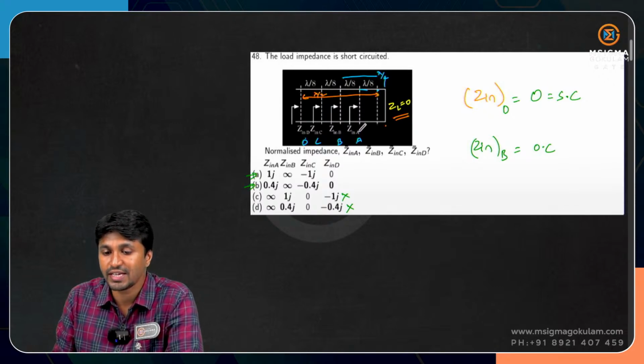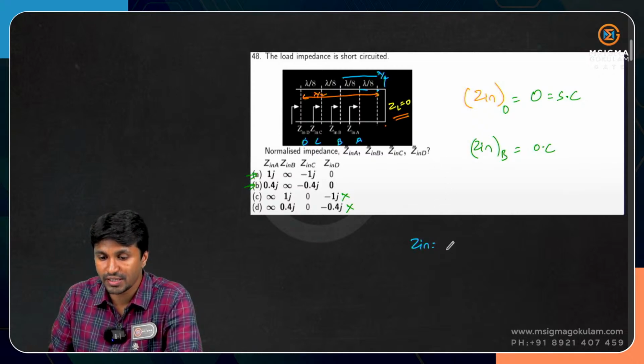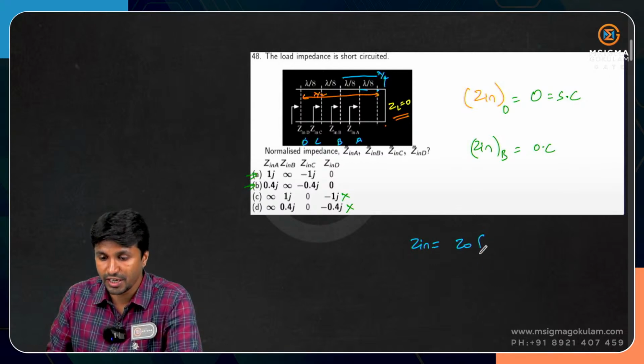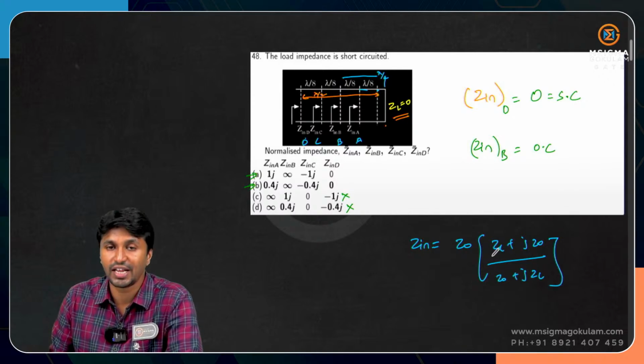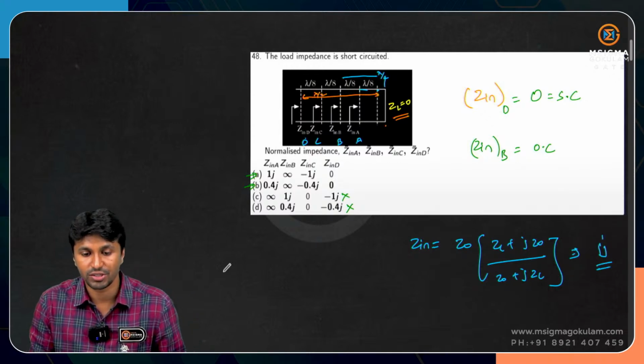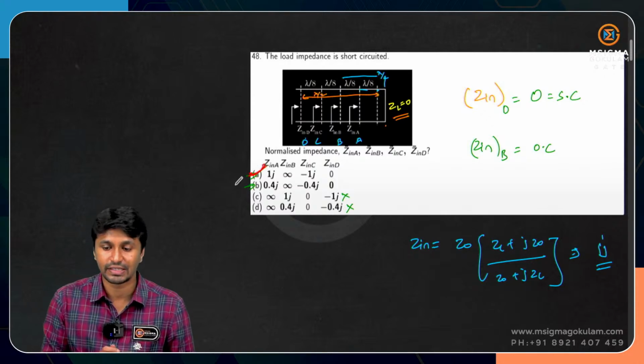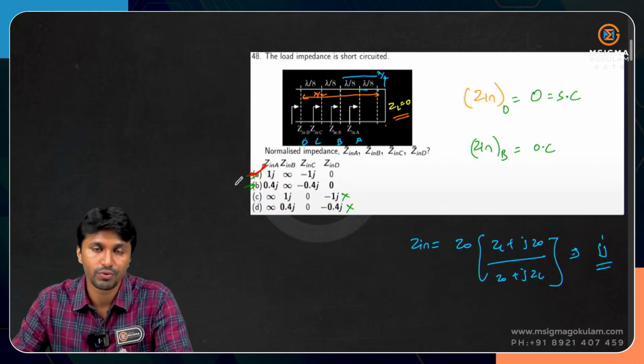Point A is at a distance of lambda by 8. So what is the input impedance? The equation for the input impedance of a lambda by 8 line: Zin is nothing but Z0 into (ZL plus jZ0) divided by (Z0 plus jZL). Substitute ZL equal to 0 into this equation and you will get 1j. So you can clearly see that option A is the correct answer. This is how you solve this particular problem.